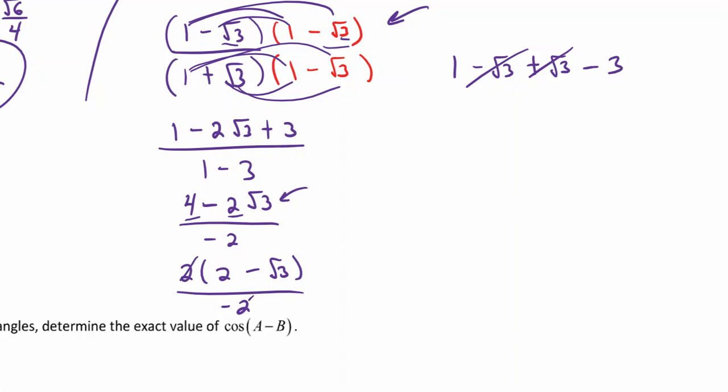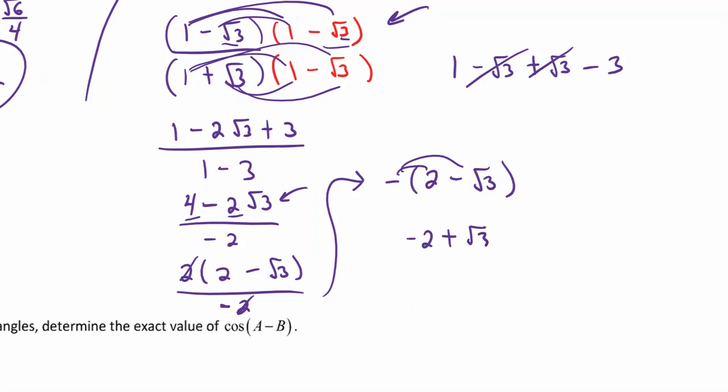Now we can cancel this, so the 2's cancel. This will be negative because we're dividing by a negative here. So it'll be negative 2 minus root 3. And then just distributing the negative into this, that's the same thing as negative 2 plus root 3. And there you go. That's our perfect answer. That's the way it should be written, most simplified.